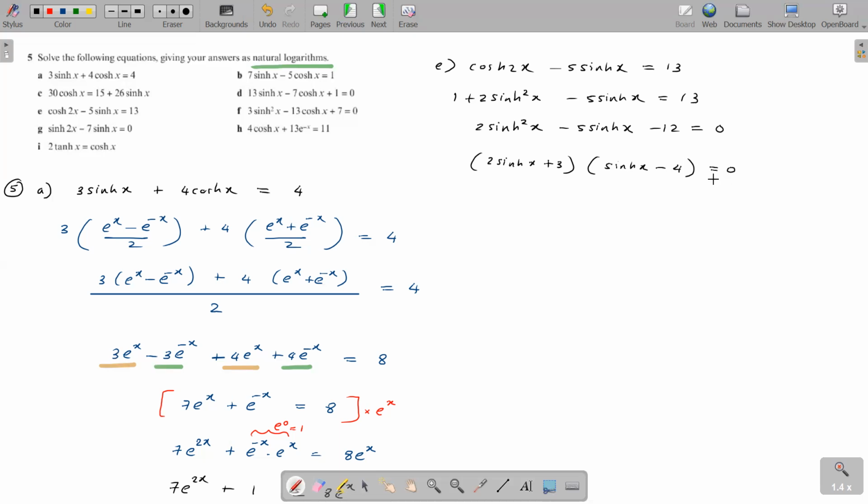All right, guys. So you can factorize with whatever method you use. The techniques you use in P1, go for it. But make sure you show the factors. Yeah, show your methods. And then you write here 2 sinh x plus 3 equals 0, or sinh x minus 4 equals 0. So you get here sinh x equals minus 3 over 2, or sinh x equals 4.